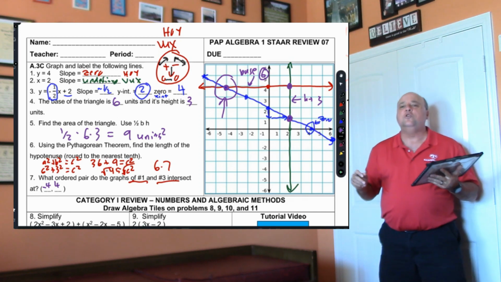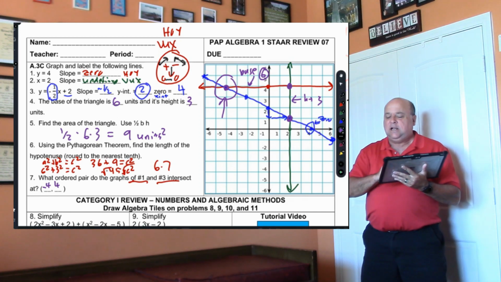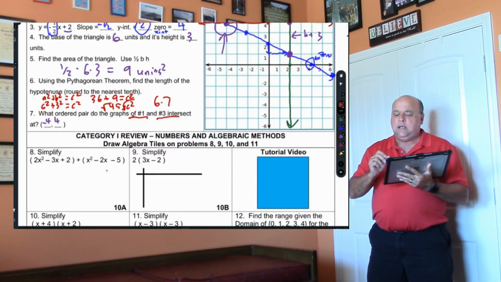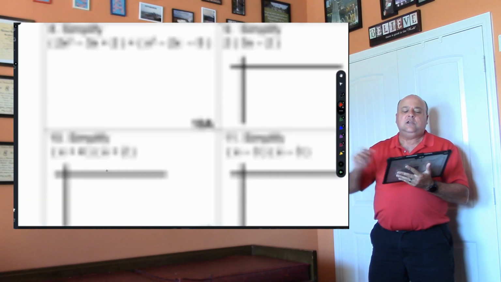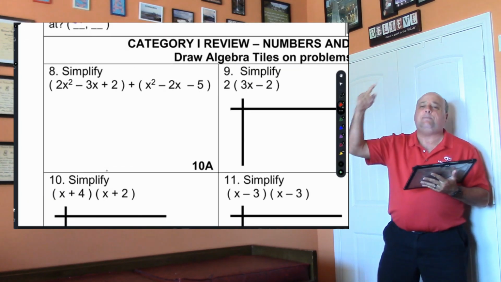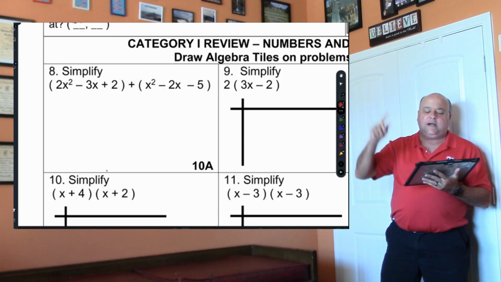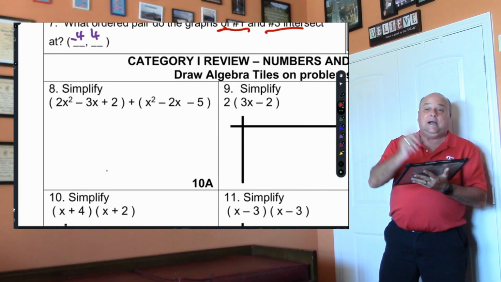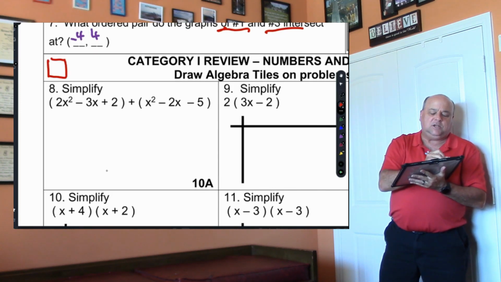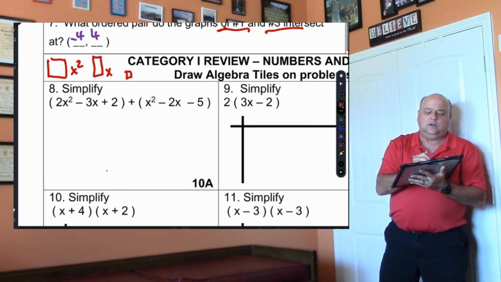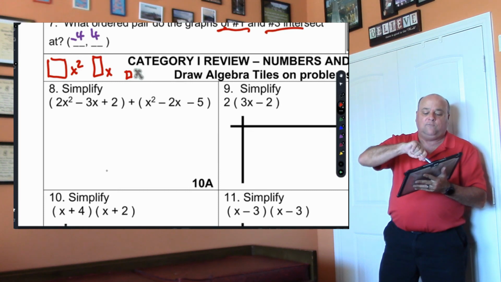That was F-U-N, fun. Let's keep the fun going, and let's go to number 8. Y'all are doing wonderful with these. Keep drawing these. On this one right here, we're going to draw squares, okay? I should be putting this on here, but a big square is x squared, a rectangle is x, and a little square is a unit of 1.